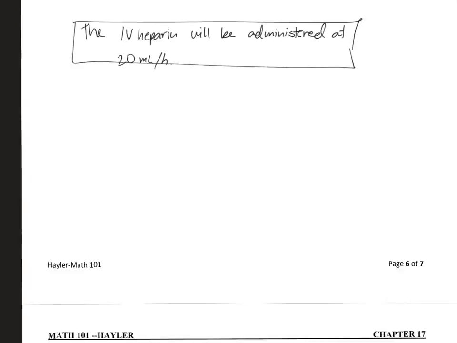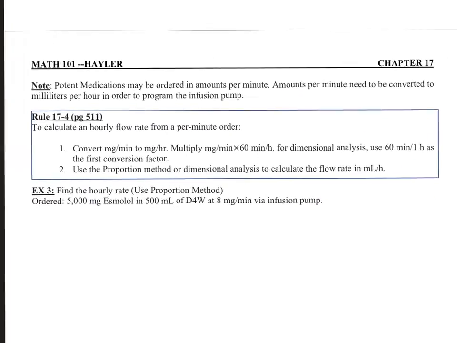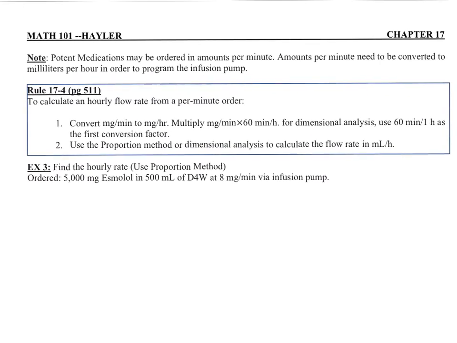Okay, so let's take a look at the next rule. But first off, please note potent medications may be ordered in amounts per minute. Amounts per minute need to be converted to milliliters per hour in order to program the infusion pump. So keeping that in mind.